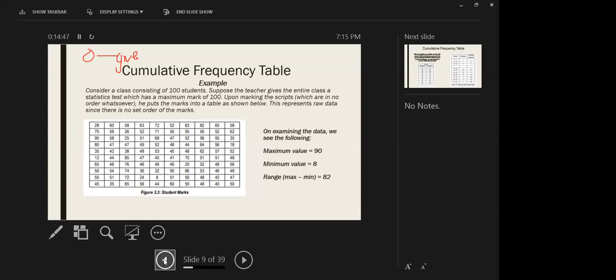So let's consider a class consisting of 100 students. Suppose the teacher gives the entire class a statistics test, which has a maximum mark of 100. Upon marking the scripts, which are in no order whatsoever, he puts the marks into a table as shown below. This represents raw data, since there is no set order of marks. So the teacher, after taking the marks of each and every student, records them in no order. This is what they got. If you count here, you come to find out that there are 100.